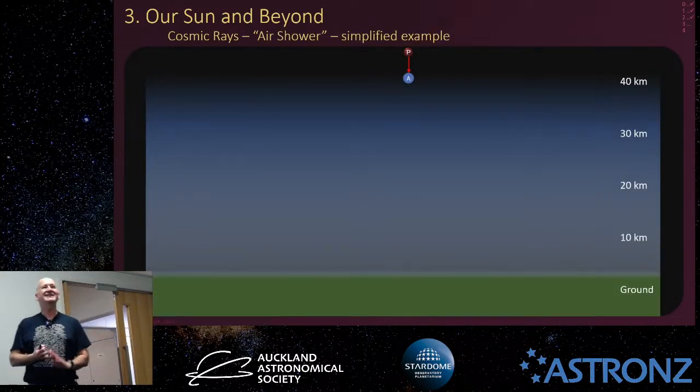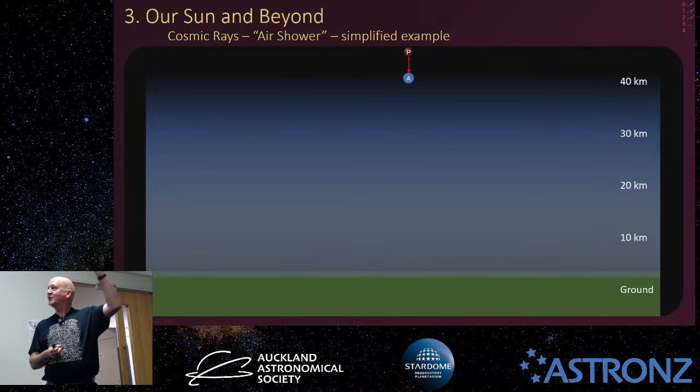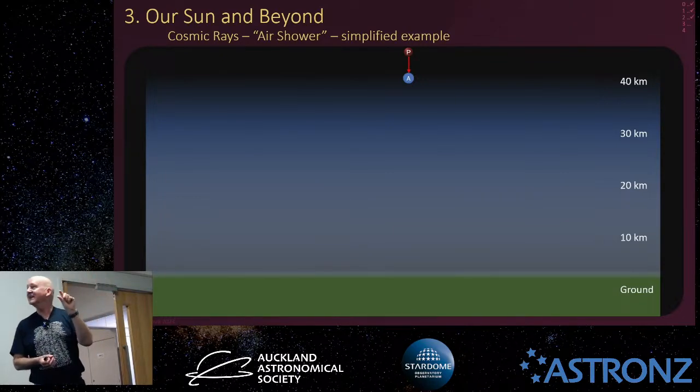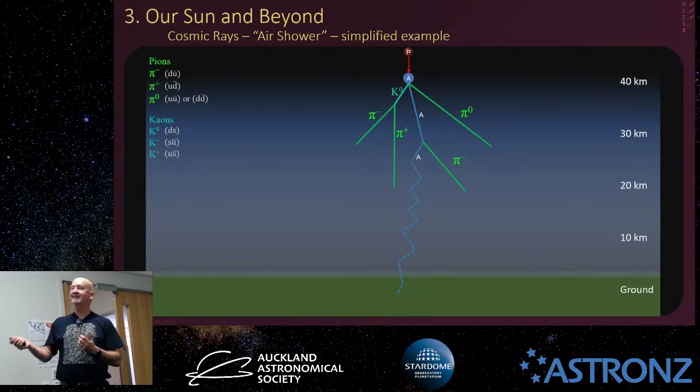So what happens when these hit the atmosphere? Well, if we look at a proton example, that's called a primary cosmic ray. It'll hit a molecule or an atom in the Earth's atmosphere. And just like in the Large Hadron Collider, it will be going so fast it'll smash another particle into pieces and give a shower of particles.